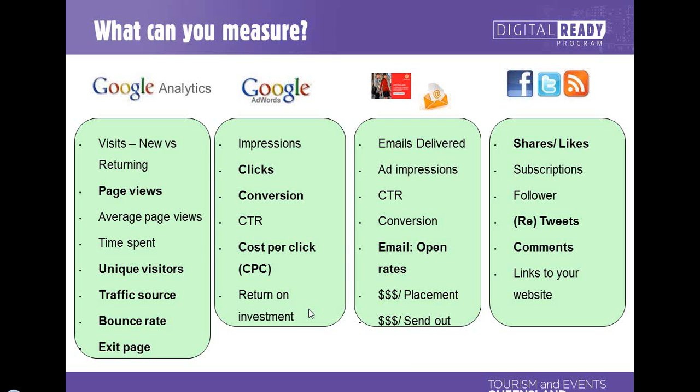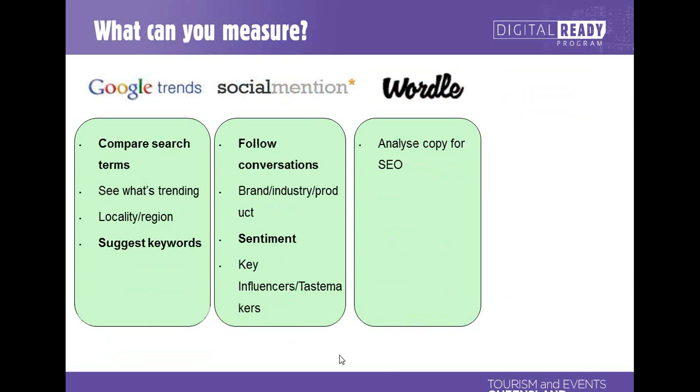So heaps of things that you can measure, even in these basic things. What else can we measure? Google Trends is a little tool I'm going to show you today that I hope you'll find useful, and it's really useful if you are starting off a search, either search engine optimization or search engine marketing, the free one or the paid one, to help you compare search terms and have a look at trends. You can do by locality, and it can also help to suggest keywords for you if you're not sure where to start.